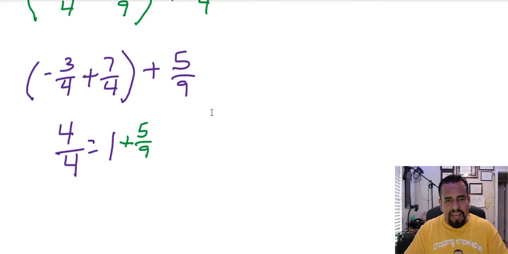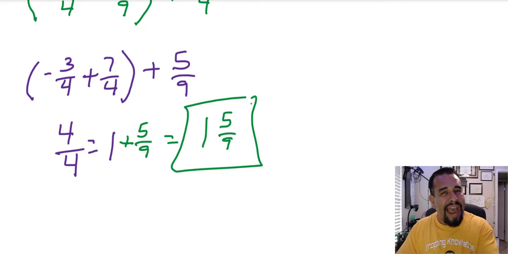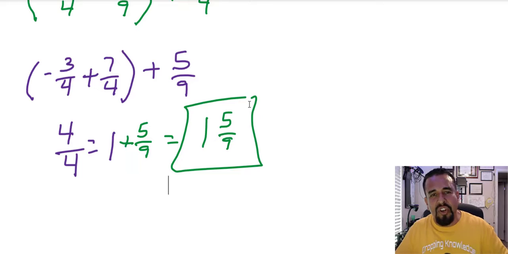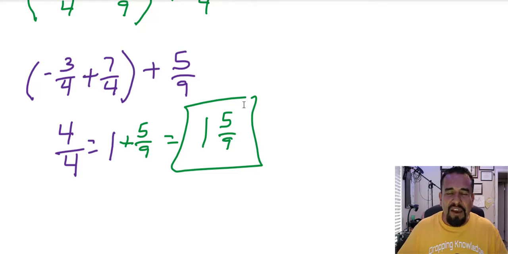I have my answer right here. My final answer is 1 and 5 over 9. I'm done. See how easy it was? And I bet you got it, didn't you? Hey. Guess what? If you did, you know how to add unlike fractions with unlike denominators.